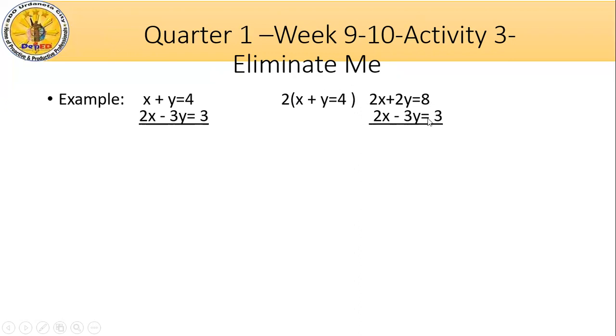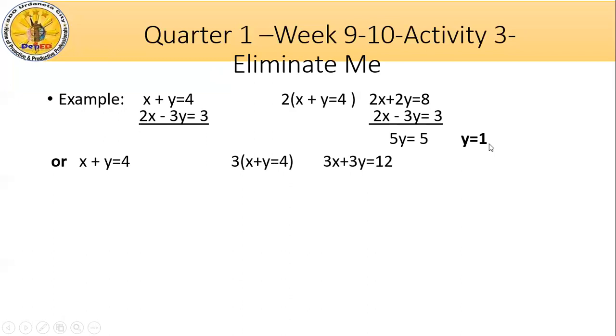Then you just copy the second equation. Okay? Then you move on. 2x minus 2x is 0. 2y minus negative 3y is 5y. 8 minus negative 3 is 5. You divide both sides by 5, and you will get 1.